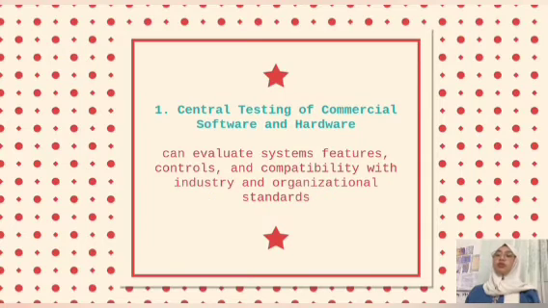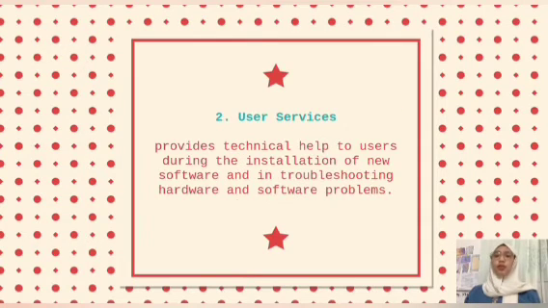First one is the central testing of commercial software and hardware. This allows the organization to effectively centralize the acquisition, testing, and implementation of software and hardware and avoid many problems discussed earlier. Next is user services. A valuable feature of the corporate group is its user services function. This activity provides technical help to users during the installation of new software and in troubleshooting hardware and software problems.